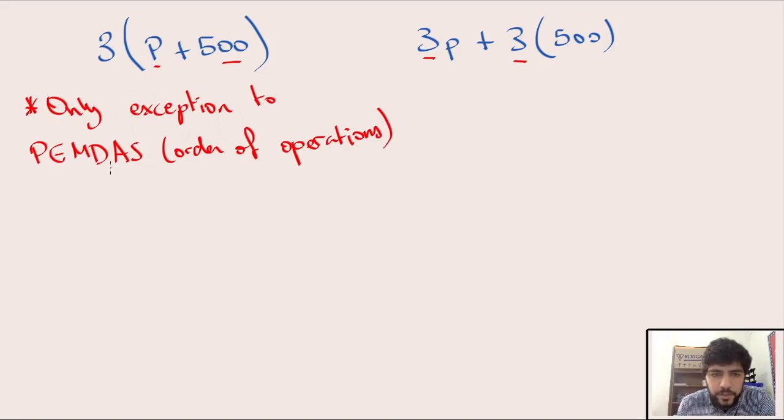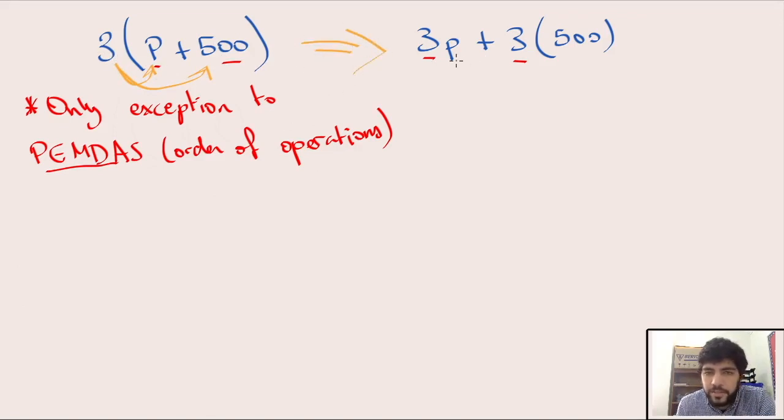It's the only exception to the order of operations, which is PEMDAS. In this case, instead of doing what's inside of the parentheses first, we can just multiply the 3 by everything inside. So we can say 3 times p and 3 times 500 before we actually solve what's inside the parentheses. And this is what the result would be.